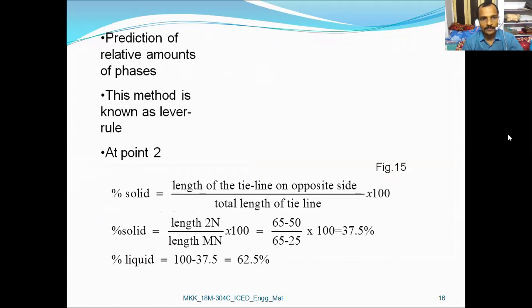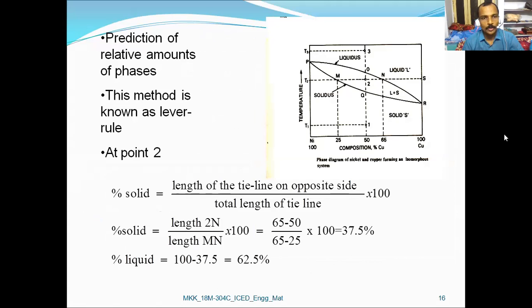Next is prediction of relative amounts of phases. So this is also known as lever rule, and at point 2, percentage of solid is to be calculated by length of the tie line on the opposite side by total length of the tie line. Length of the tie line on the opposite side means that is 2 and N, whereas the total length of the tie line is given by M and N. So the relation will be 2N by MN into 100.